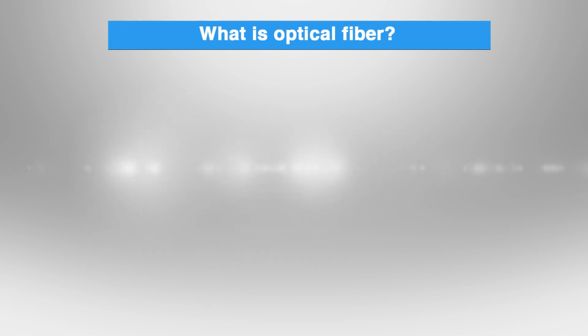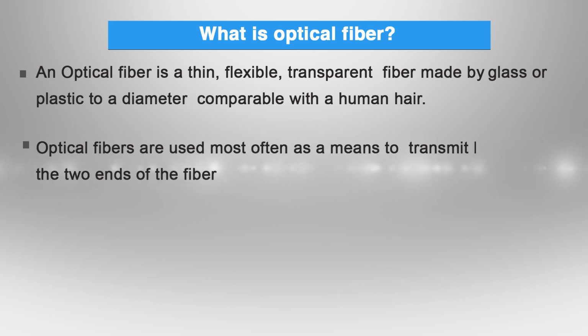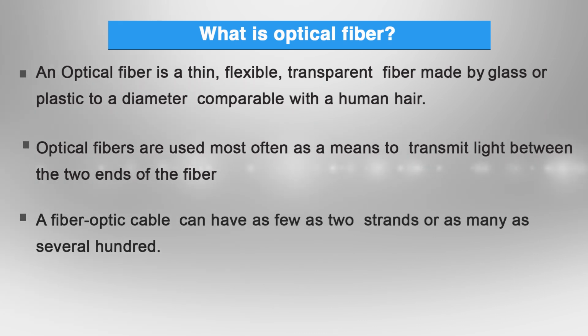Now, what is optical fiber? An optical fiber is a thin, flexible, transparent fiber made of glass or plastic, with a diameter comparable to a human hair. Optical fibers are used most often as a means to transmit light between the two ends of the fiber. A fiber optic cable can have as few as 2 strands or as many as several hundred.